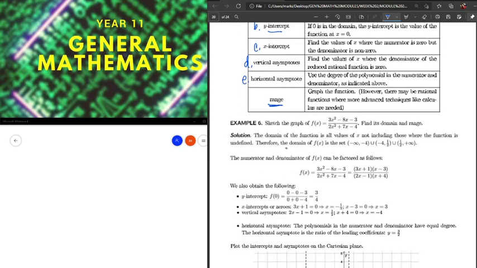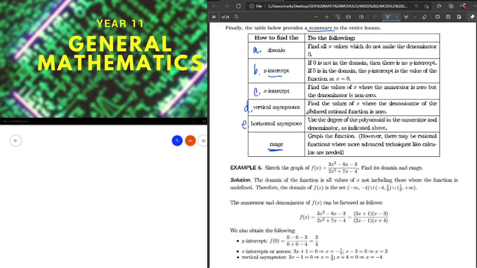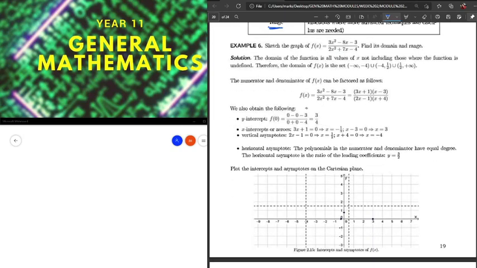So how are we going to find this x-intercept? In finding the y-intercept, sorry, I'm talking about the y-intercept. For the y-intercept, you just substitute x equals 0.